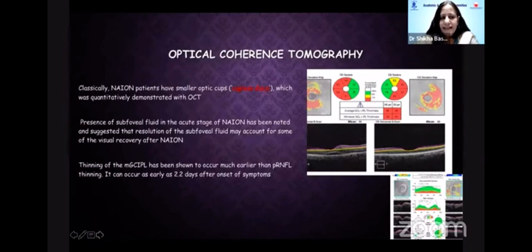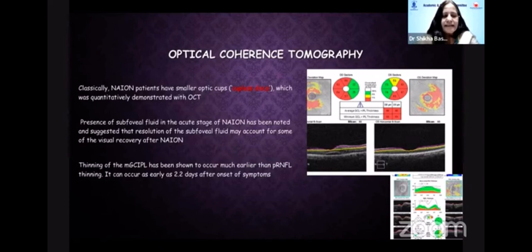Coming to OCT, it can quantify the size of the disc. The cupless disc can be easily picked up. And what is important is the presence of subfoveal fluid, which you can see here. If that is present, then I can tell the patient I'm not too sure how much of the visual recovery will be there once this edema of the disc settles down, but I'm sure once this fluid goes from here, there'll be some amount of visual recovery.